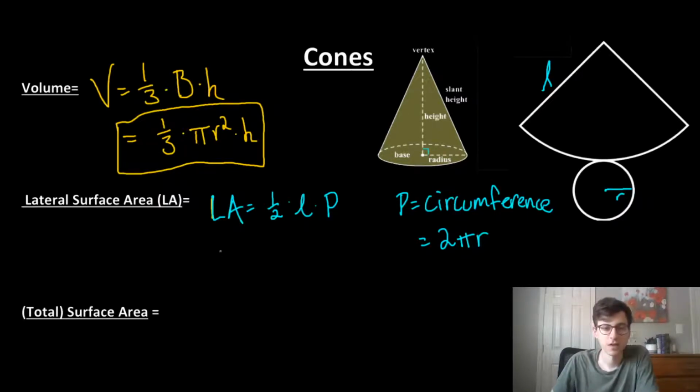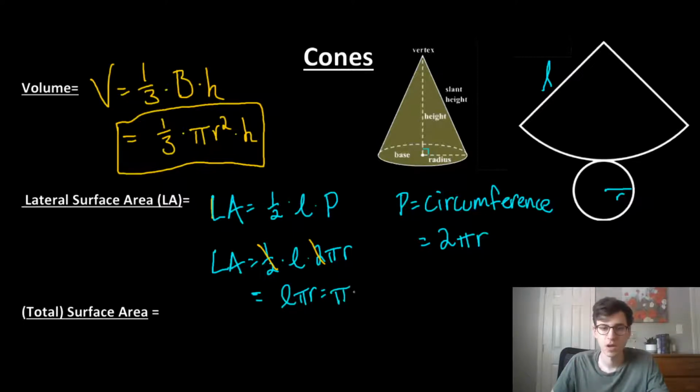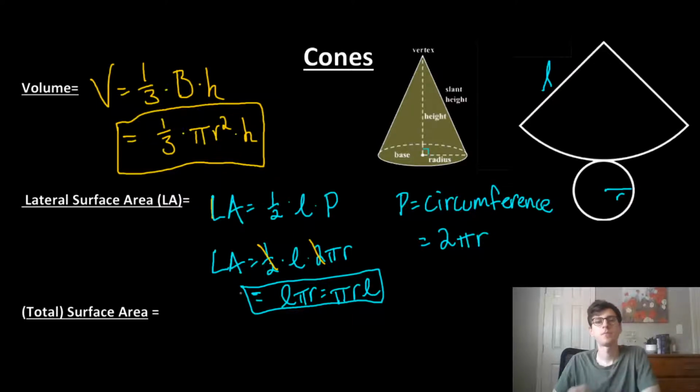So then let's plug that in. The lateral area is 1/2 times the slant height times 2 pi r. And if you'll notice, 1/2 times 2 is just 1. So those cancel out, and we get a lateral area equal to, you could say L pi r, or a lot of times you'll see this written as pi r L. Either way, that is the formula to help you find the lateral area, the lateral surface area of a cone.